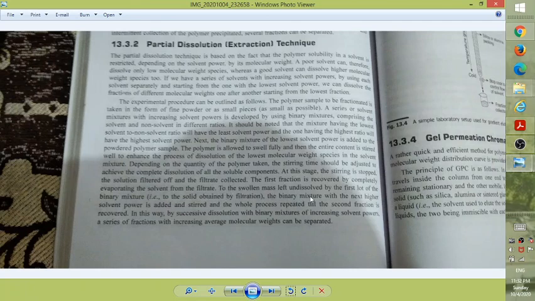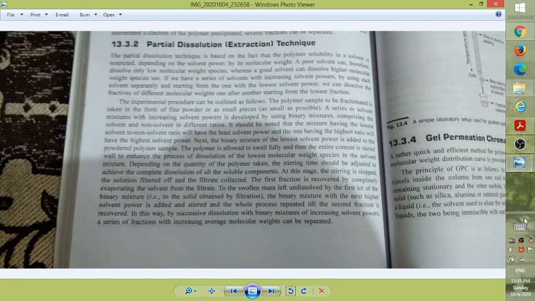To the solid mass left after being dissolved by the first lot of the binary mixture, the binary mixture with the next higher solvent power is added and stirred. The whole process is repeated till the second fraction is recovered. In this way, by successive dissolution with binary mixtures of increasing solvent power, a series of fractions with increasing average molecular weight can be separated.